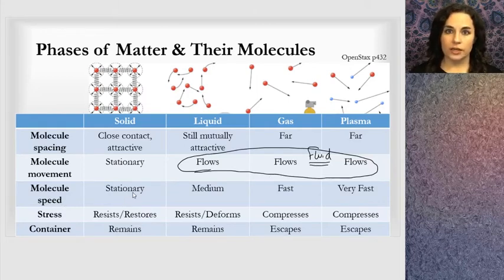There's also molecule speed. With stationary solids, they're stationary. With a liquid, there's medium speed. The molecules will bounce around in a liquid. And in air, they're very fast. The air molecules will bounce around. And in plasma, they're very, very fast. Very hot, and the molecules in a plasma are very fast.